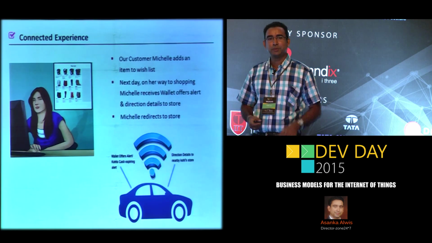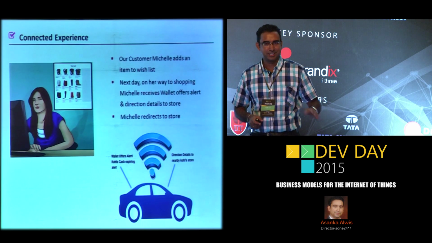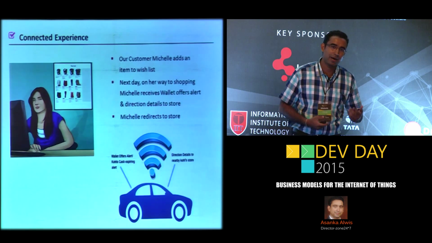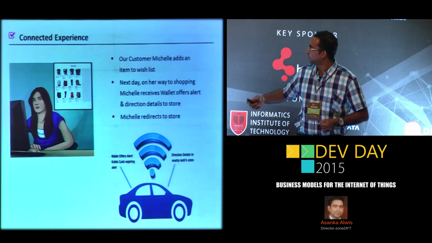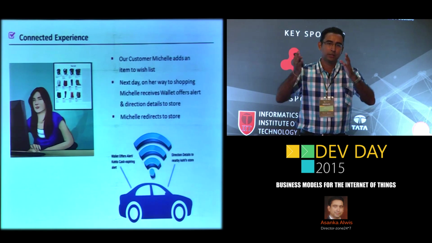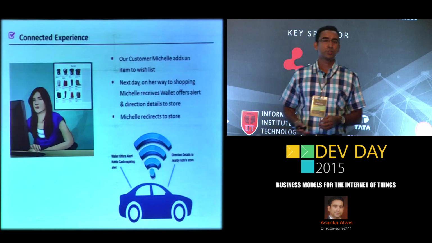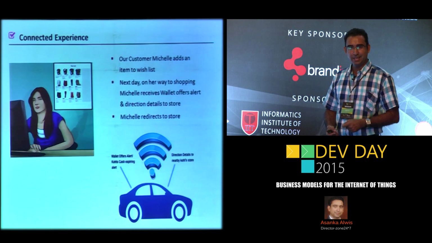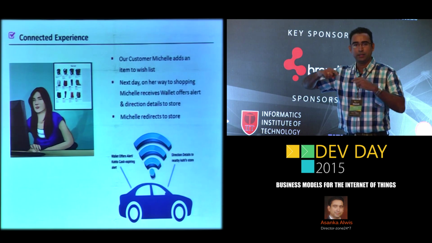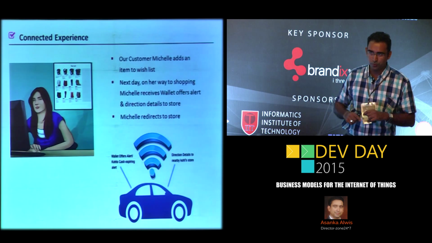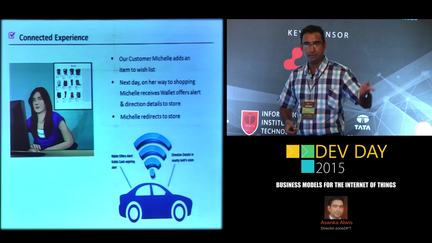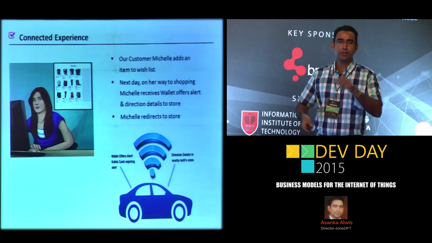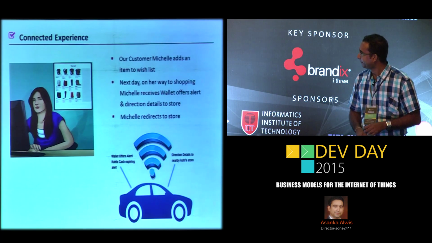And now the items that I want to purchase, or what I'd like to have, are in my mobile wallet. So when I'm driving and going near one of those stores, I'll get an alert comparing the items in my wish list with the items in the store, saying, okay, these particular items are in this particular store, why don't you turn your car?